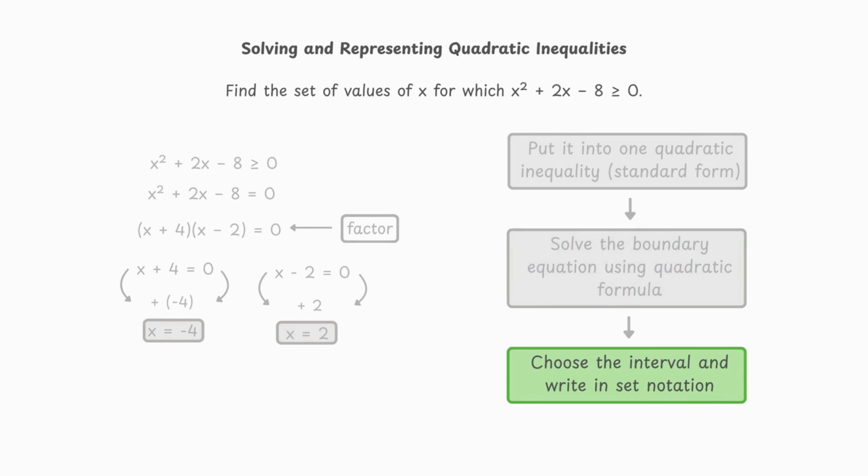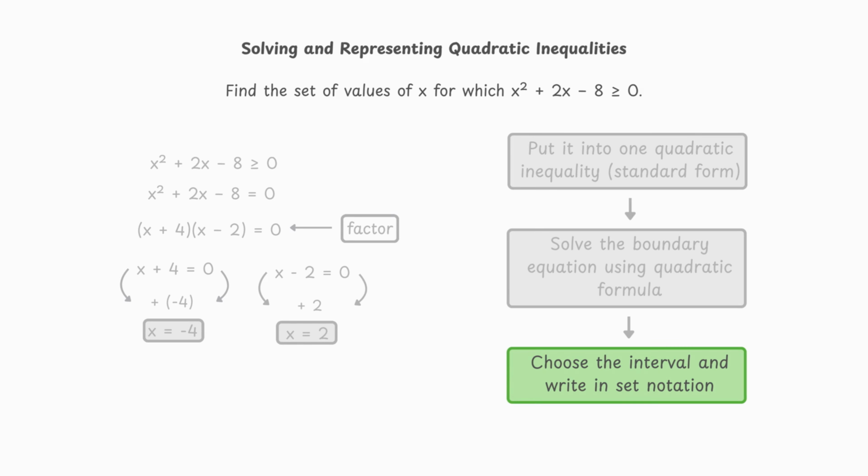Step 3, choose the correct interval. Now this is the most important part. We need to decide where the expression is greater than or equal to 0. This means we are looking for where the graph is on or above the x-axis. For a quadratic like this, the values will be outside the roots. So x is less than or equal to -4, or x is greater than or equal to 2.